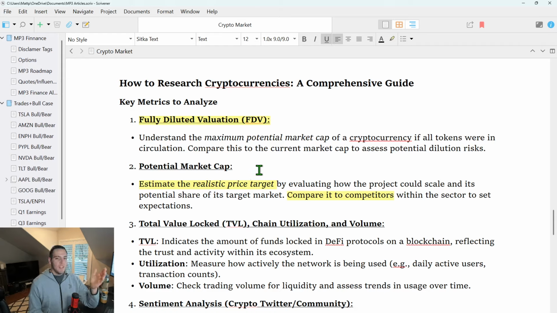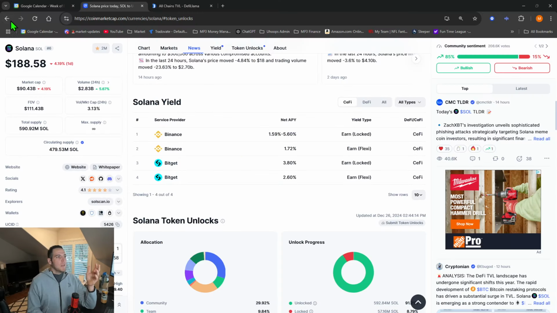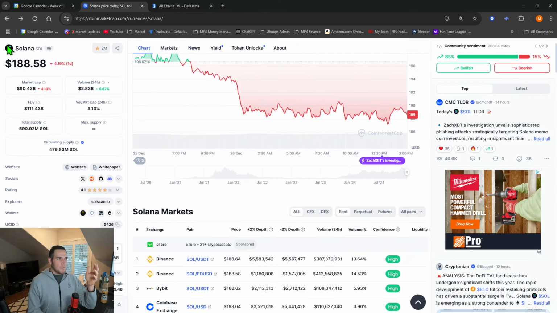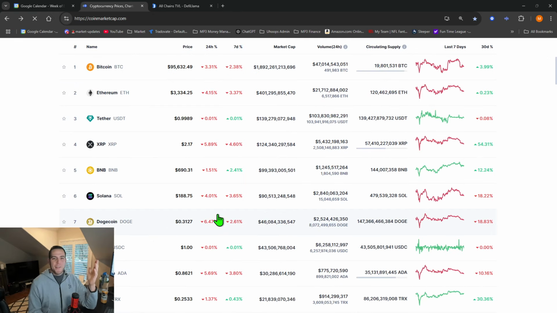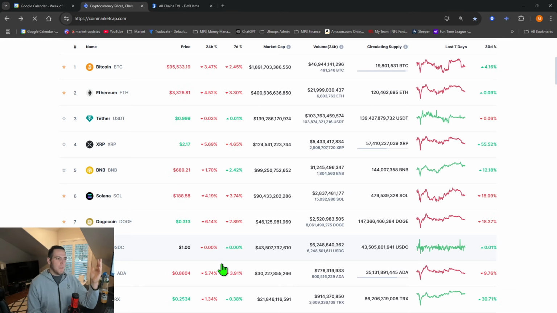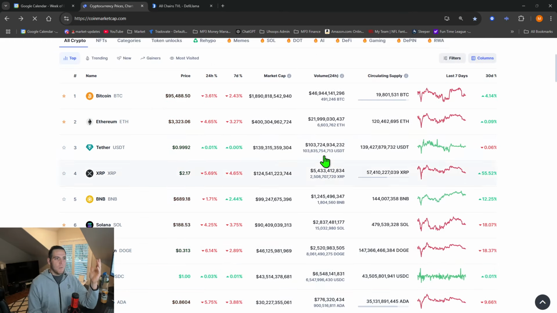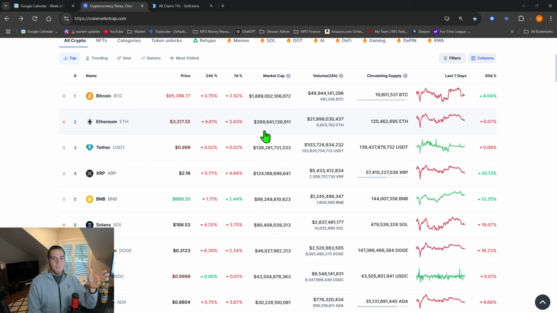So if I think Solana is going to double from here, that would mean its fully diluted market cap would be $222 billion. What would that be compared to? So you want to compare it to competitors. If we go back to CoinMarketCap, and we just go to the main page, let's see what coin is out there at around $220 billion in market cap. So we look here at the market cap. Ethereum is $400 billion. So for Solana to double, it would still be only worth half of Ethereum.